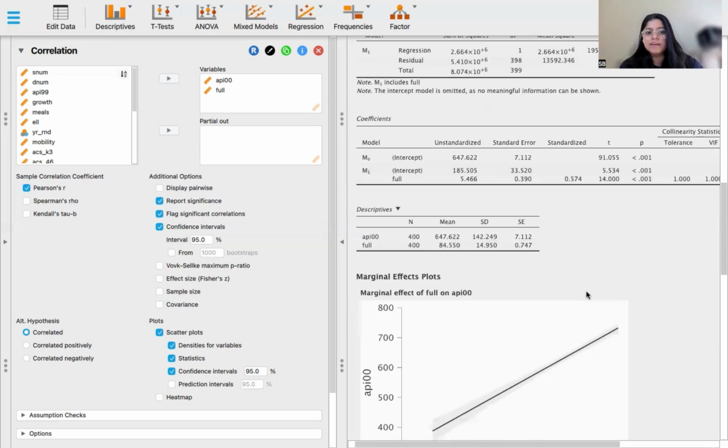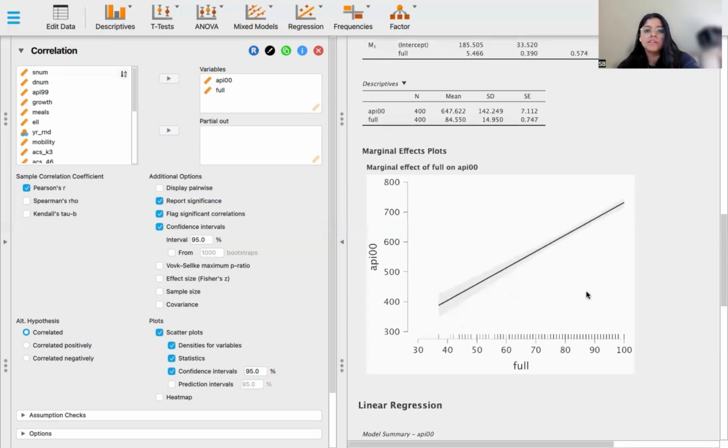And in the graph, that is the marginal effect plot, we can see the scatter plot showing a rising trend in API 00 with full. The regression line represents the predicted values, while the confidence band, the light shaded area around the line, indicates the precision of prediction. So the marginal effect plot further illustrates the positive relationship with a narrow confidence interval.